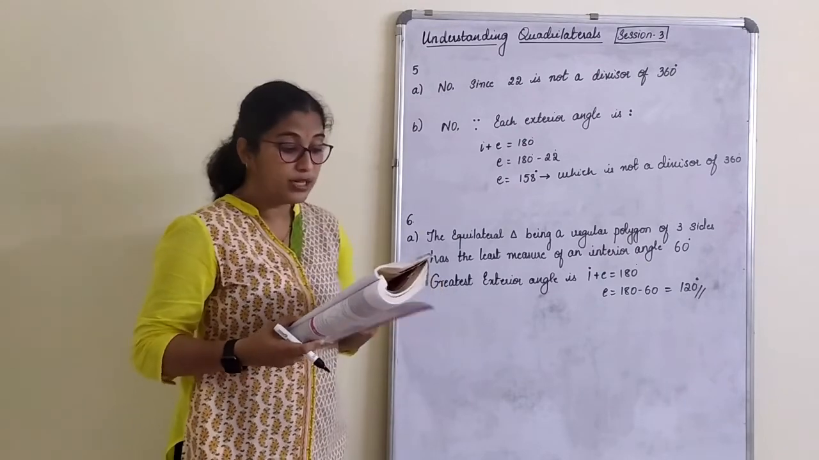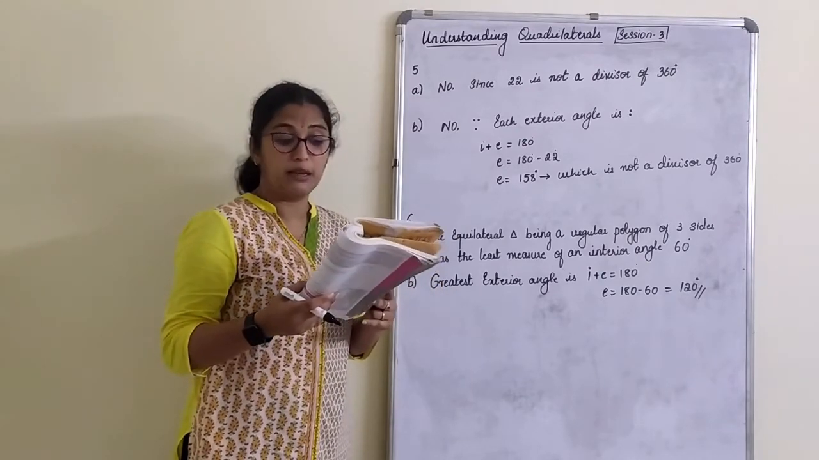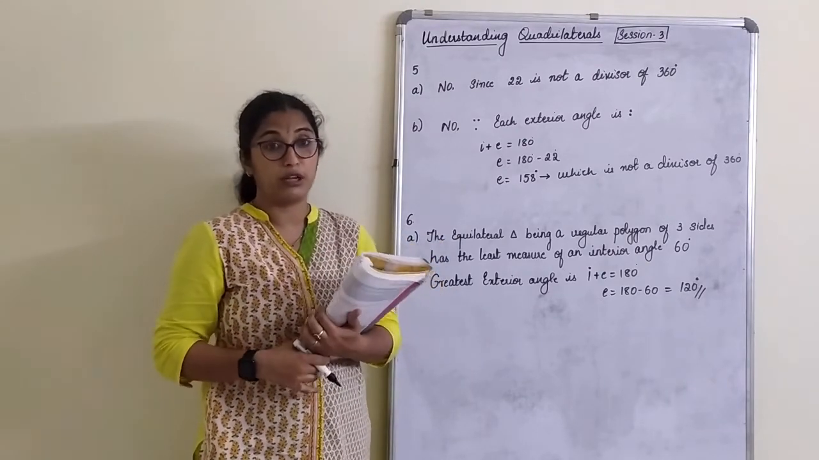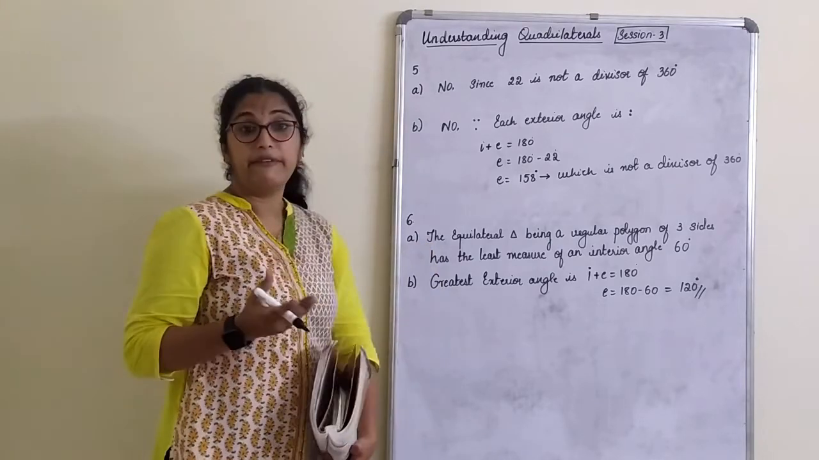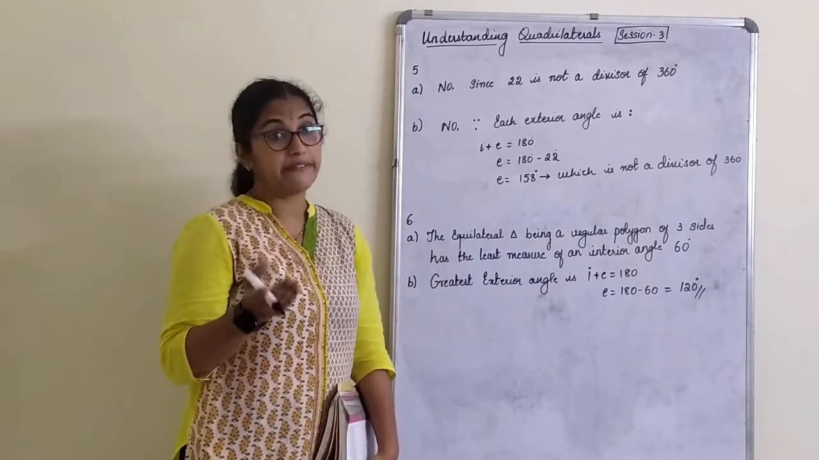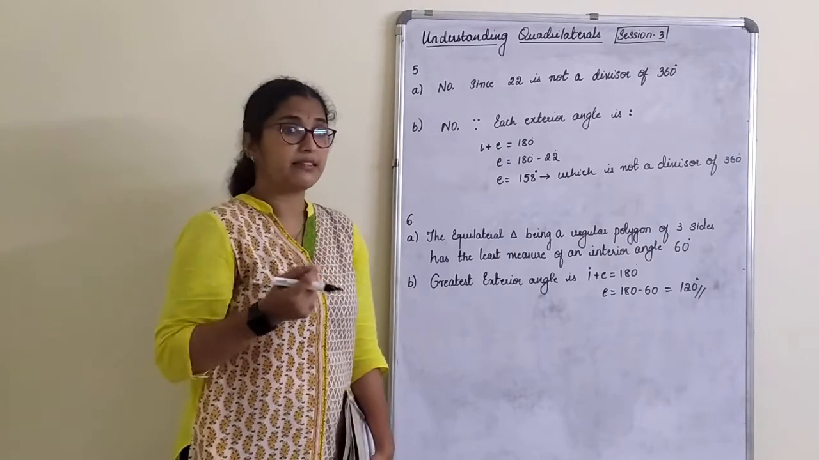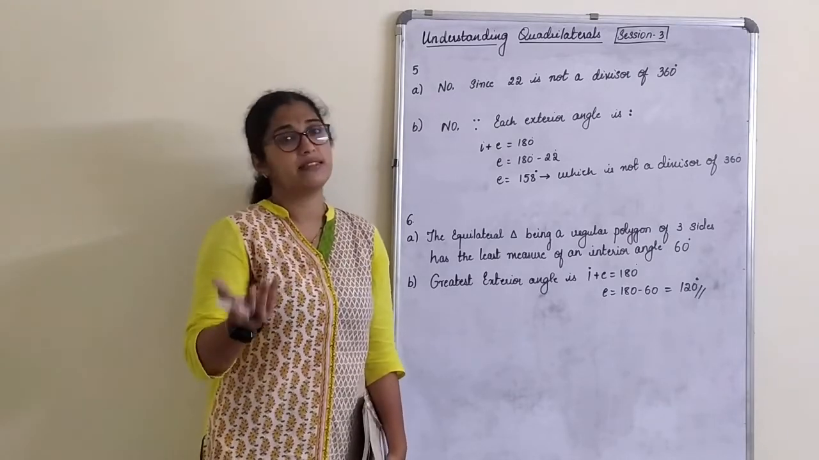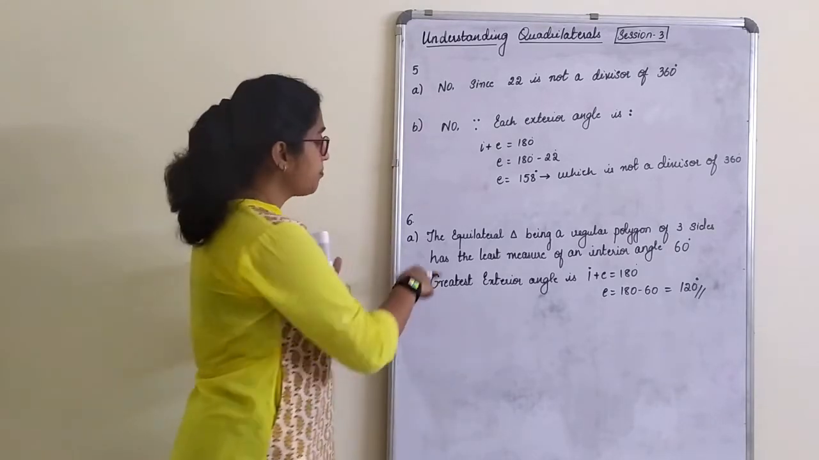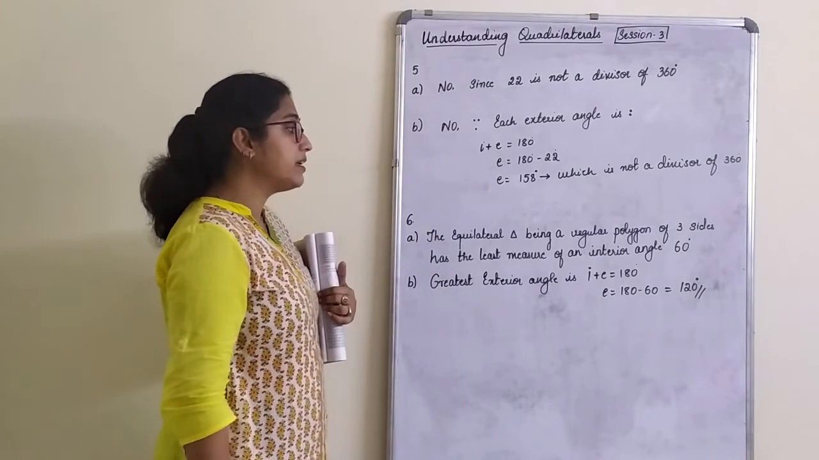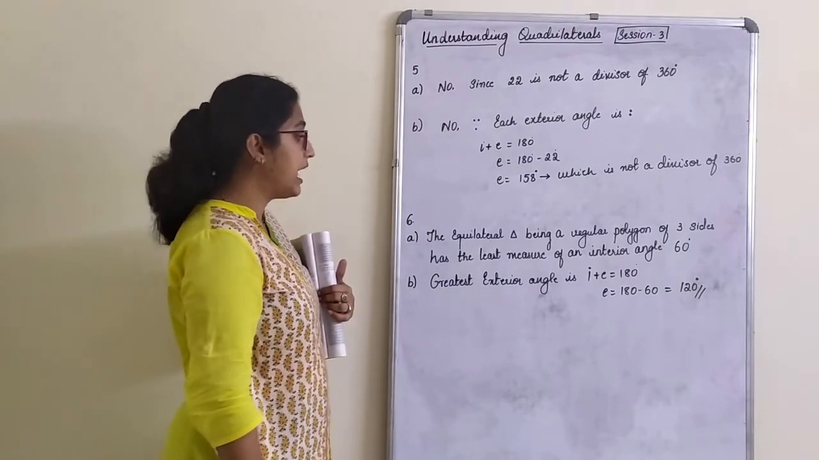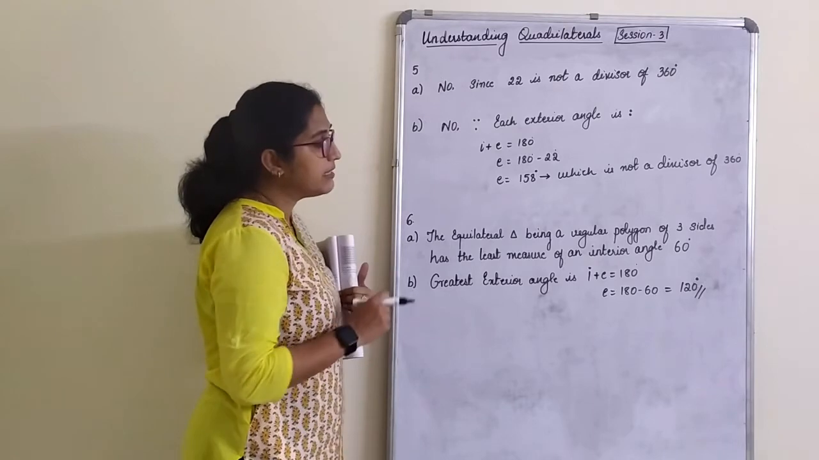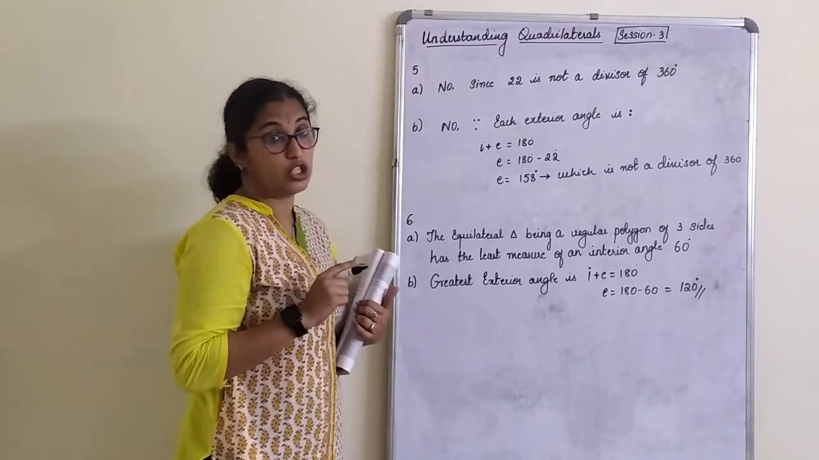Next one. What is the minimum interior angle possible for a regular polygon? When we talk about it, it's nothing but an equilateral triangle. The interior angle in an equilateral triangle will be 60 degrees. We all know that. The equilateral triangle, being a regular polygon of 3 sides, has the least measure of an interior angle, that is 60.